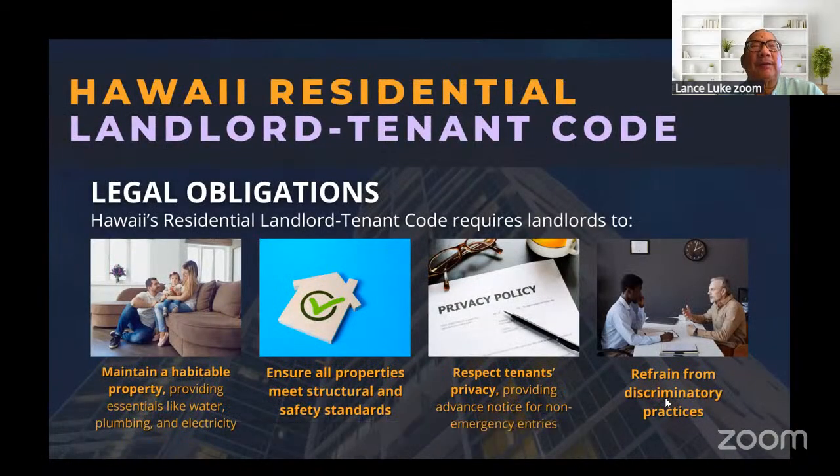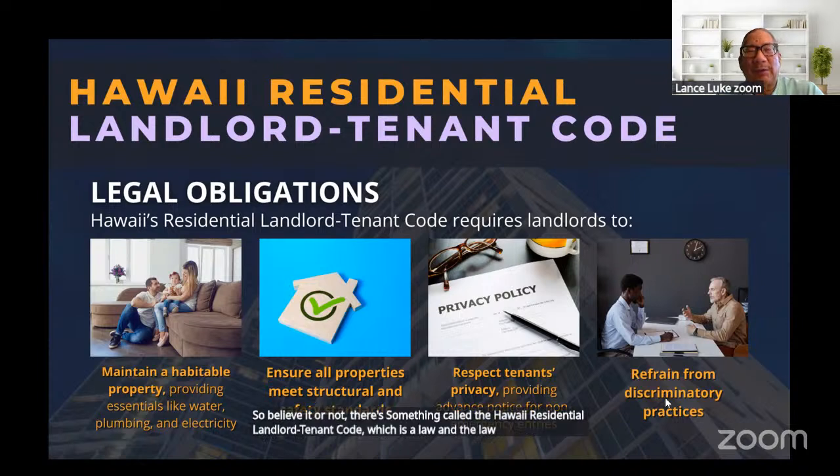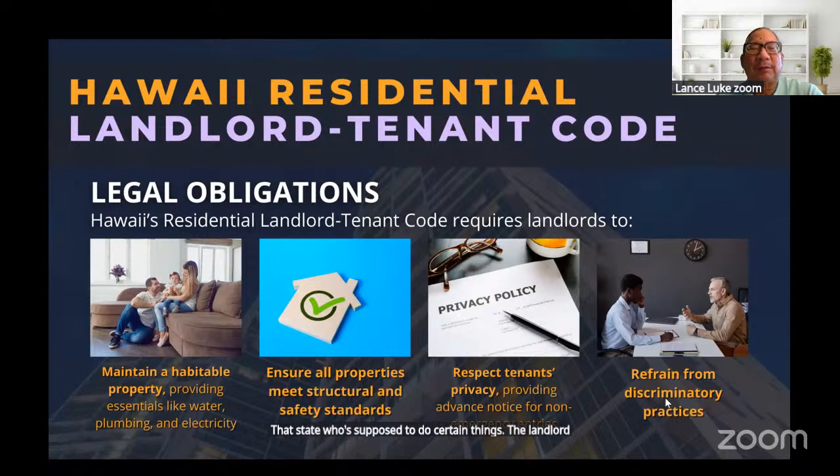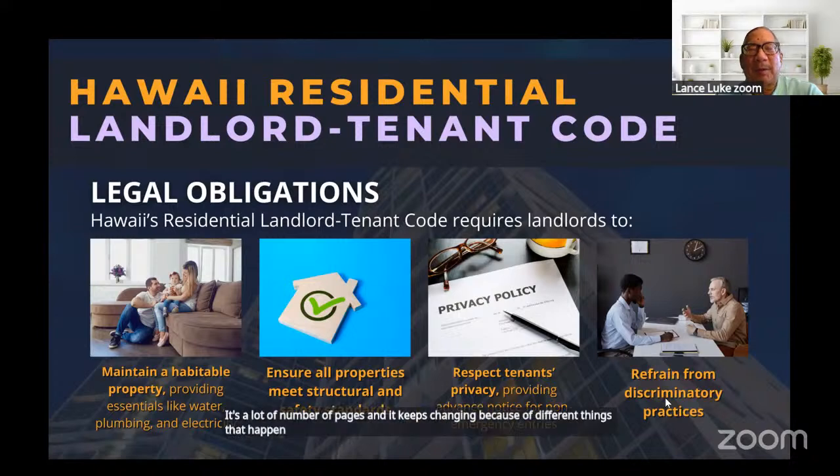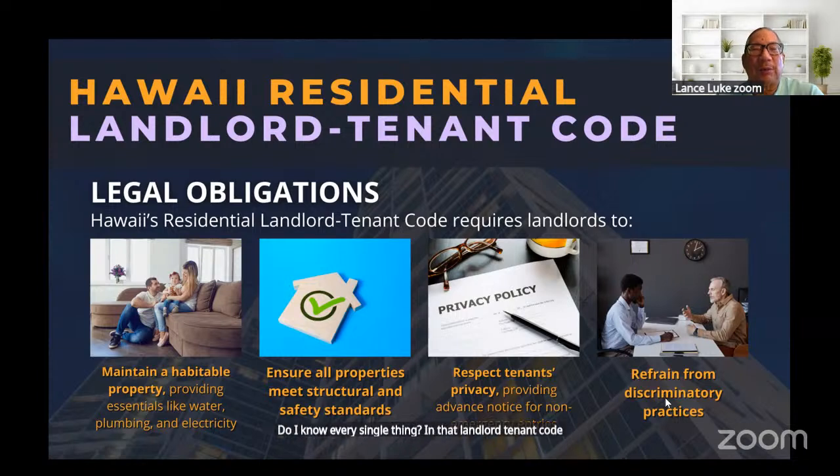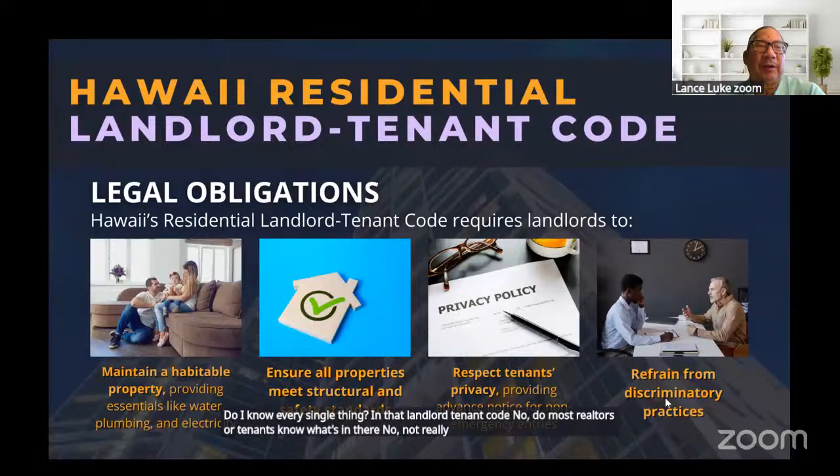So believe it or not, there's something called the Hawaii Residential Landlord Tenant Code, which is a law, and the law is very clear, and it not only applies to landlords, it also applies to tenants. And basically, there's provisions in the law that state who's supposed to do certain things. The landlord is supposed to do certain things. The tenant is supposed to do certain things, and so forth. So it's a lot of number of pages, and it keeps changing because of different things that happen or come up, you know, through the years. So do I know every single thing in that landlord tenant code? No. Do most realtors or tenants know what's in there? No, not really, because things are changing and evolving all the time.